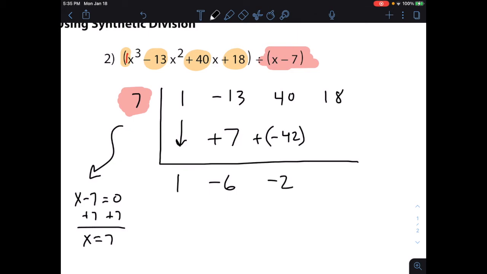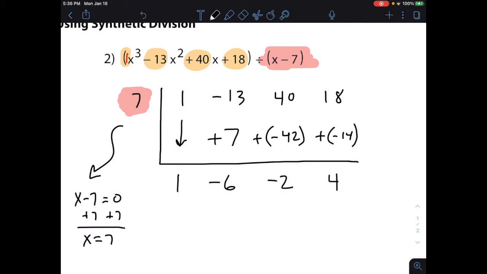Then I repeat the process again. I take the 7, multiply it by the negative 2, and get negative 14. So I'm adding negative 14. And 18 plus negative 14 is just 18 minus 14, or 4. Now this is where I think this problem is going to do a better job of showing you how this works compared to the first one.